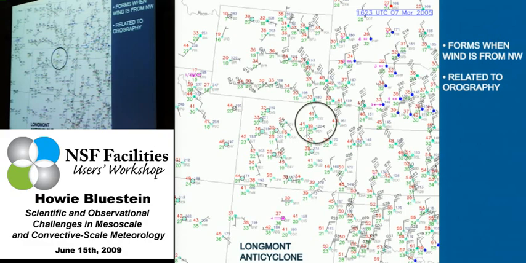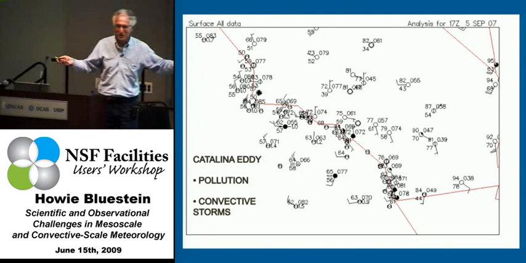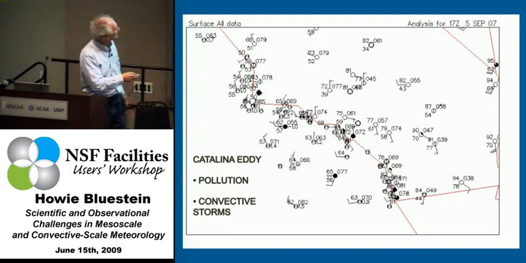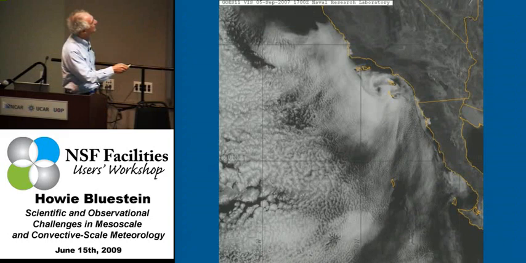Again, related to orography. Here's the Catalina Eddy out over Los Angeles. And there you see there's a cyclone centered right near the coast of LA. It's important for forecasting air pollution and also convective storms. The first time I saw a Catalina Eddy, I was looking at a satellite image, and I saw a thunderstorm over the mountains of Los Angeles, and I was wondering, what is causing this? And I looked at the airflow, and I saw a cyclone, and I said, oh my God, this is really interesting. And there's a satellite image. You can see actually two little cyclonic eddies in the stratocumulus off the coast of LA.